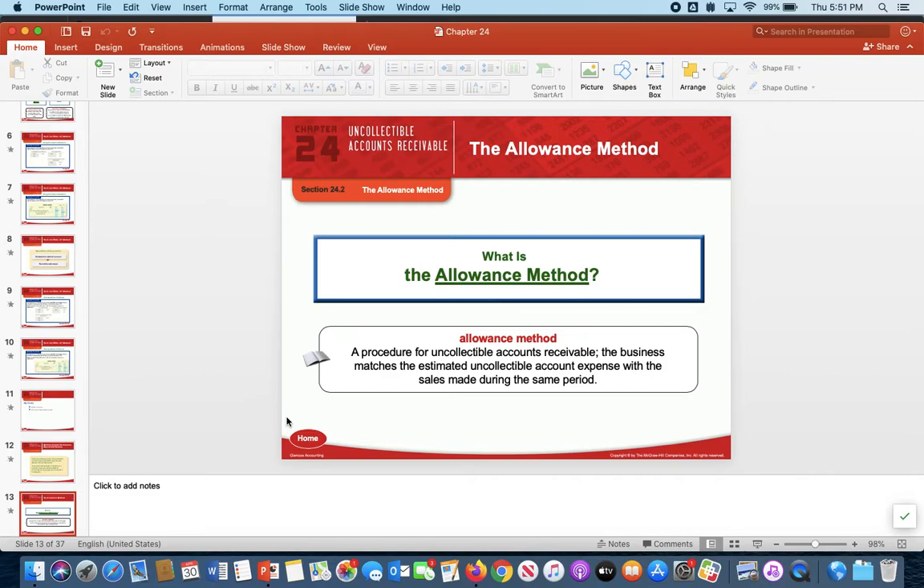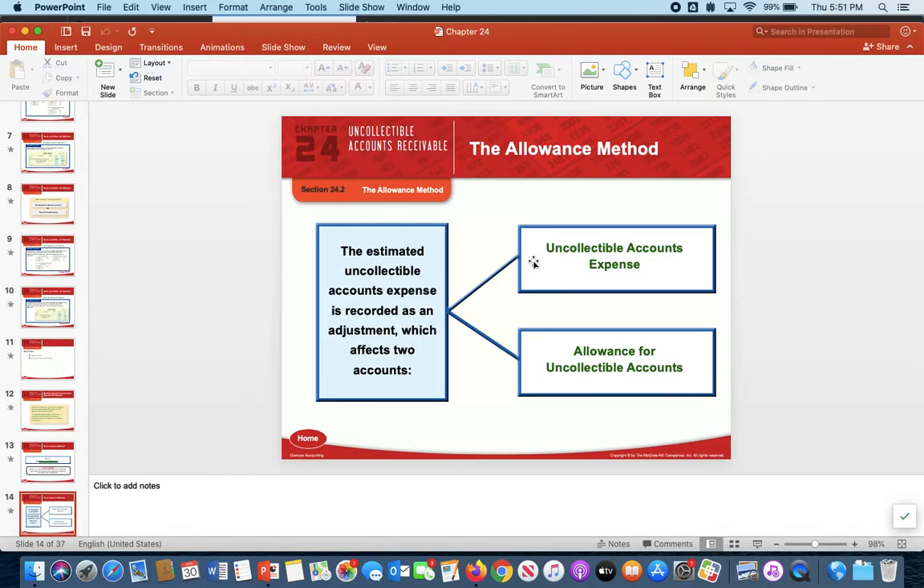If you remember from the direct write-off method, it didn't matter when we sold something to somebody. Whenever we determined that the account was uncollectible, we just wrote it off then. We could have sold them the merchandise a year ago, 2 years ago, 3 years ago. Didn't matter, right? Very simple. But that violates the matching principle. So we need to, in 2020, figure out how much of our accounts receivable in 2020 is going to be uncollectible. And there's really no great way to predict that. We will go through some methods of estimating that, but that's why this method occurs.